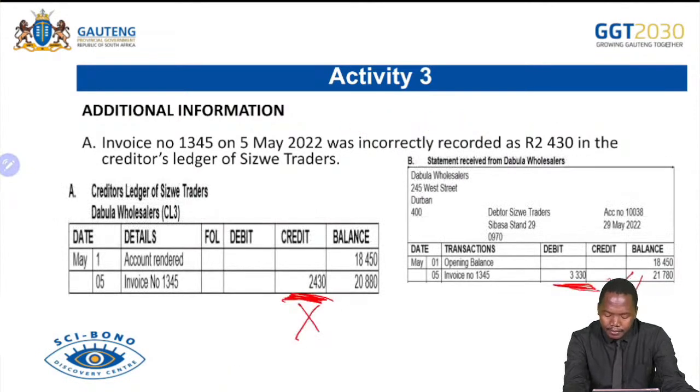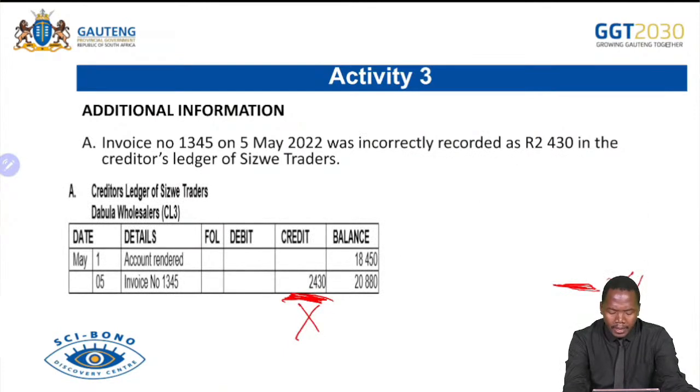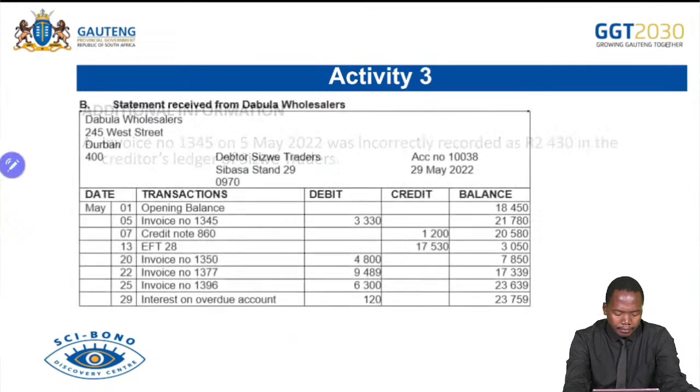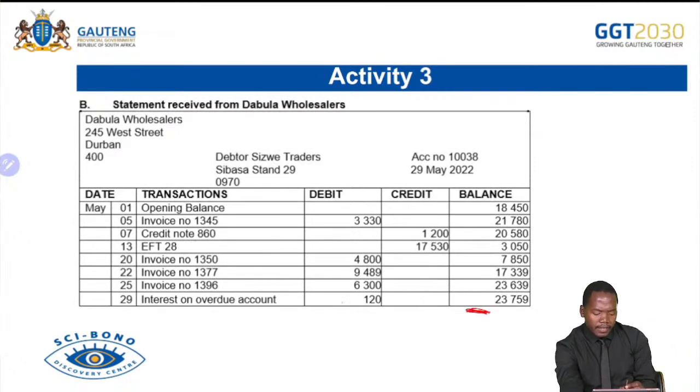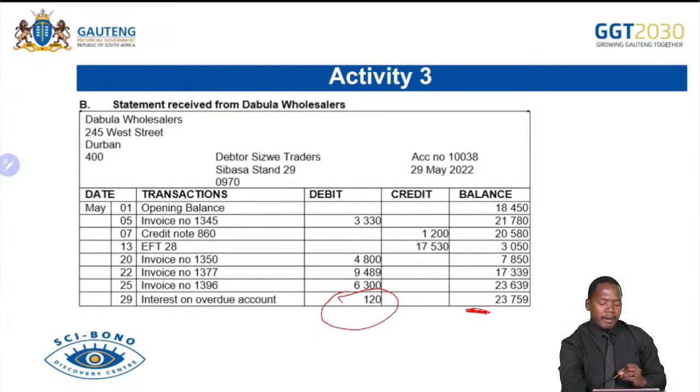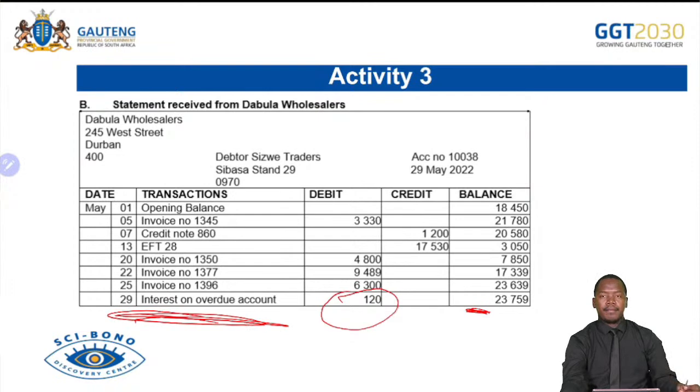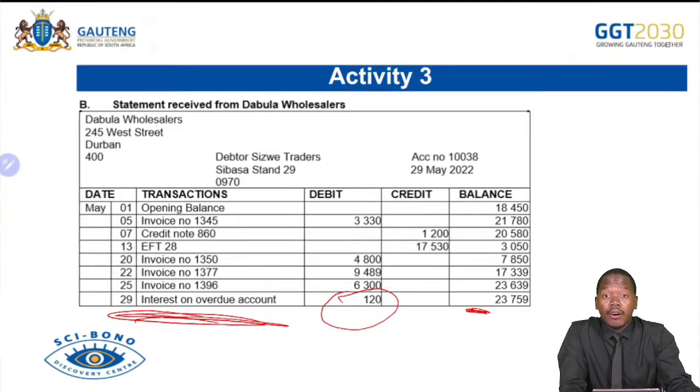Moving forward, just going to go back a little bit again. Remember, what we said on activity 3 again is that our balance at the end. If you can think of the 120, remember we've been speaking about the 120. This is the interest on overdue account. It means they charge us interest. Why would they charge us interest? Because we do not pay on time.